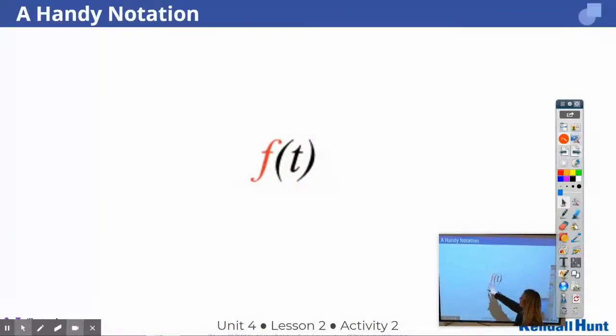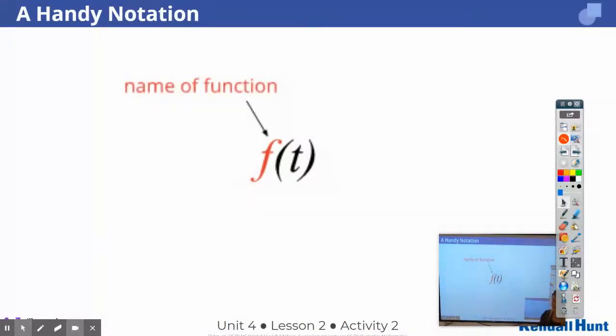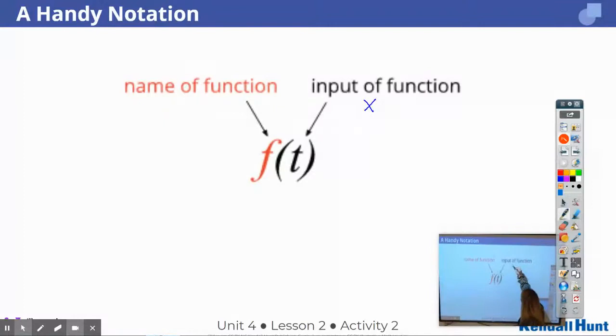So if we were given f of t, or it could be f of x, f just represents the name of our function. We used it as the number of days. It was either day 1, day 2, or day 3. And we assigned them different variables. So the letter here is just the name of your function. What's in parentheses is your input or your x value. Remember, your x value is your input.